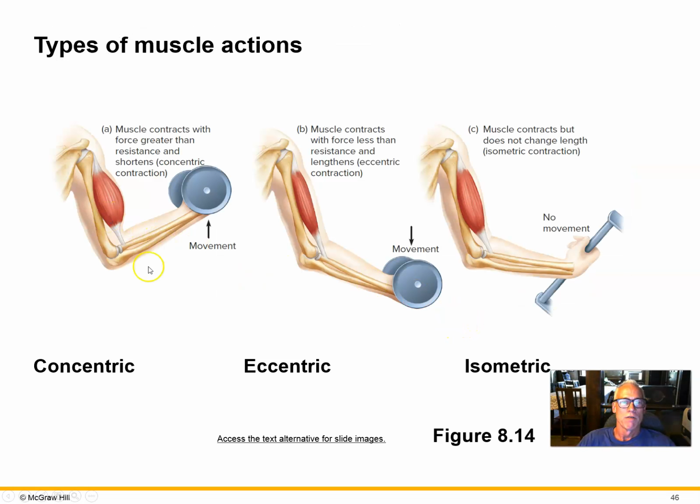Here's a little illustration of a concentric contraction, shortening this biceps muscle. Eccentric contraction, lengthening it as we extend the forearm once again. And then isometric. This is meant to be a bar attached to the wall or some other fixture so it can't move. All right.